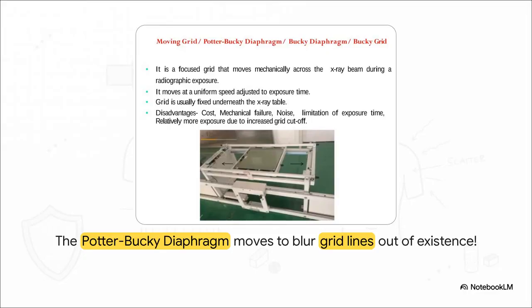The answer is absolutely genius. It's called the Potter-Bucky diaphragm, or just the moving grid. This device mechanically shifts the focused grid right underneath the X-ray table at a perfectly uniform speed, exactly during the split second of the exposure. By moving the lead strips while the shutter is open, the machine literally blurs the grid's own structural lines completely out of existence. The scatter gets blocked, but the grid lines just magically vanish from the final film.